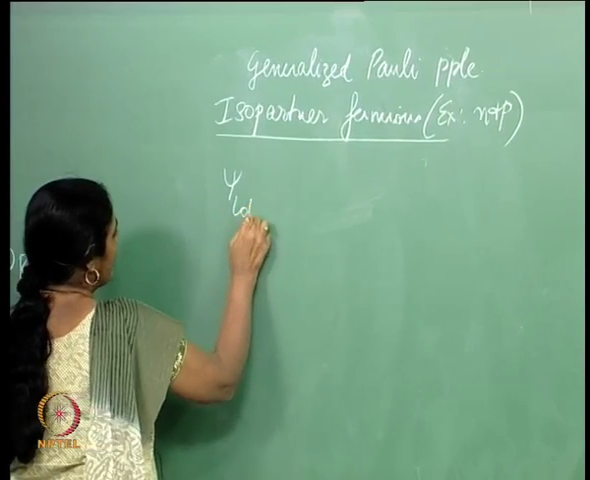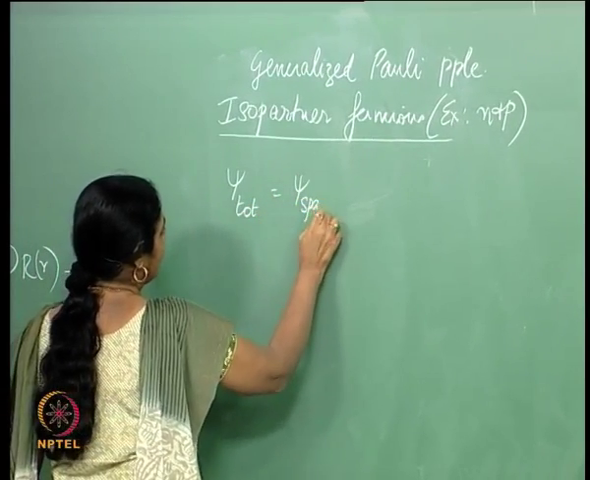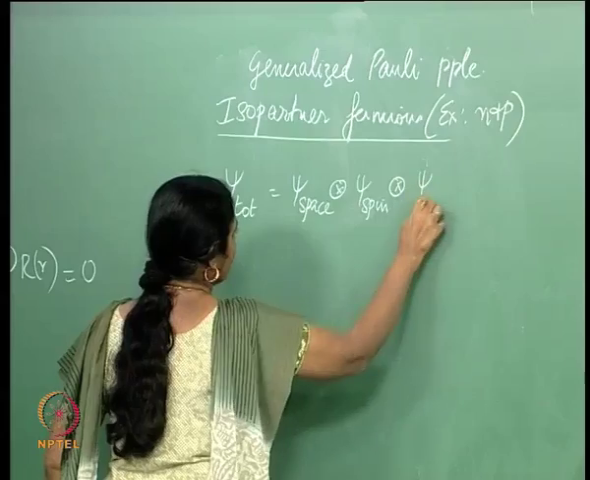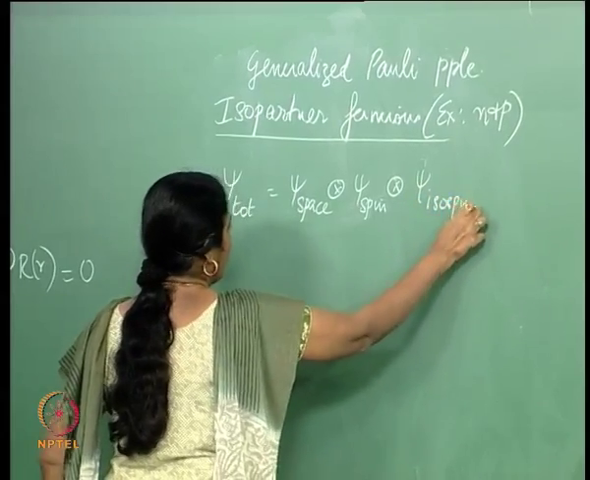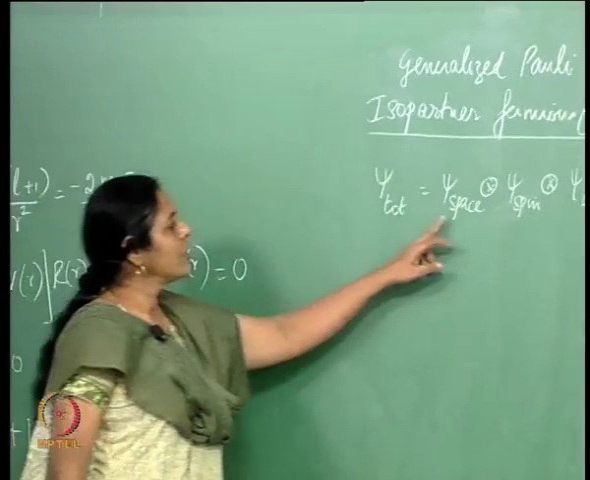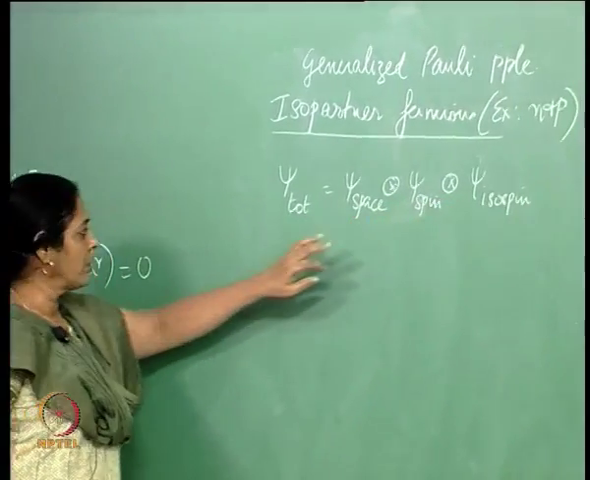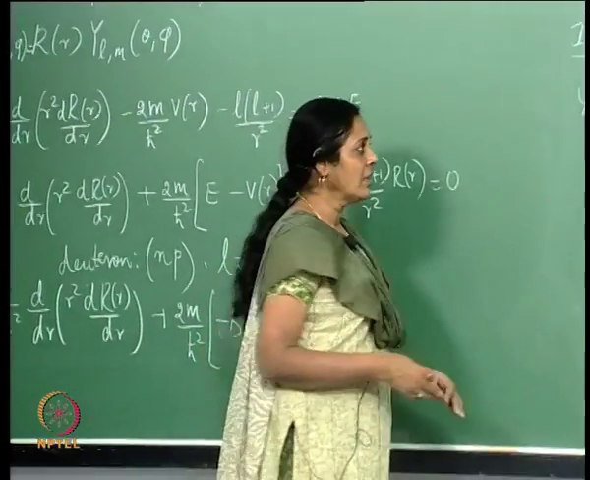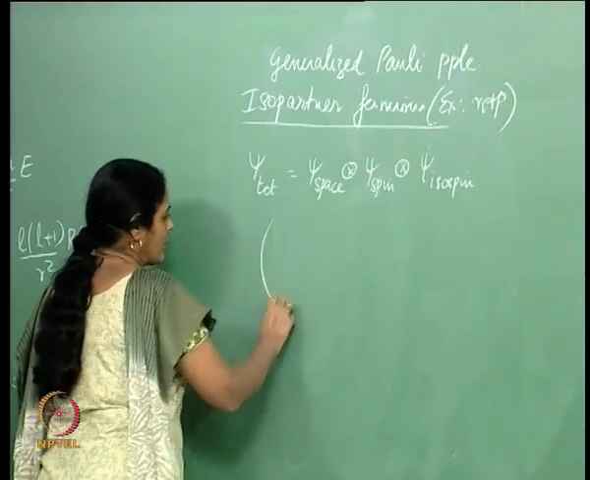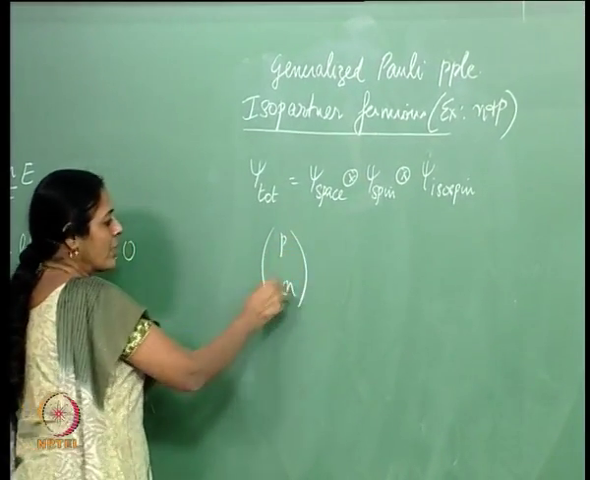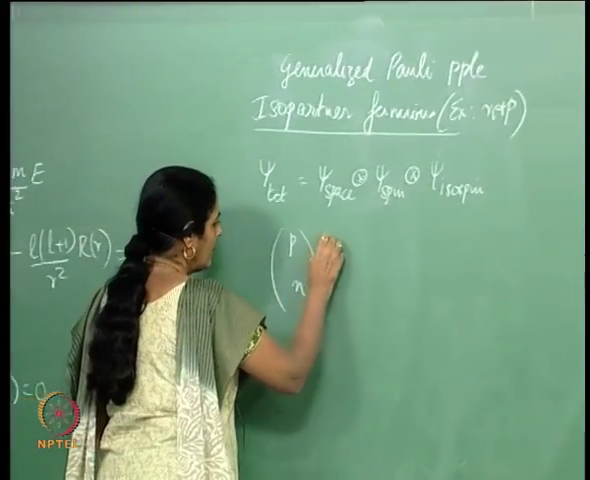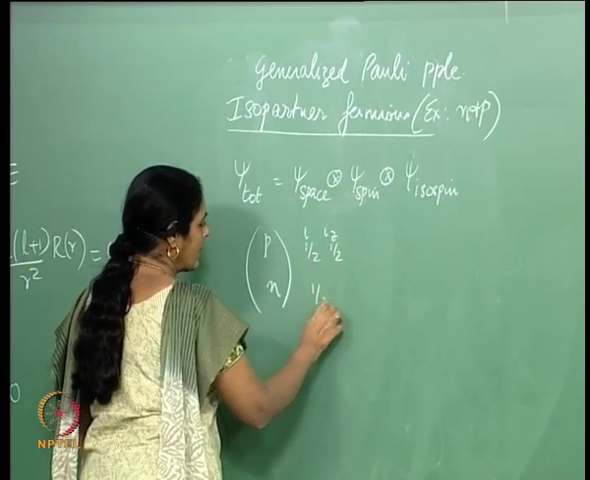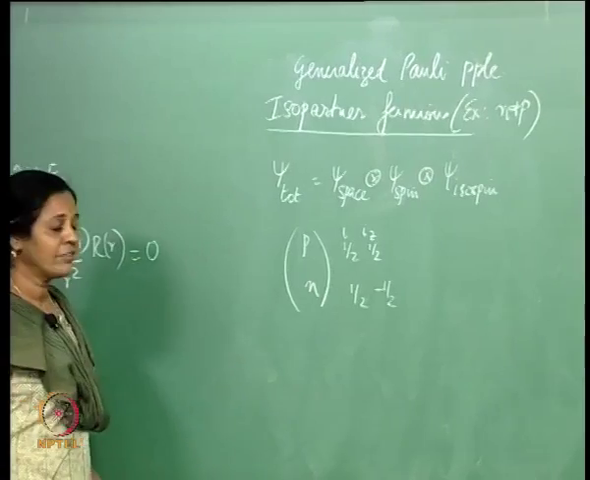The total wave function has a space part, a spin part, and an isospin part. And I said that under interchange of the space, spin, and isospin labels, the total wave function must be antisymmetric if you are considering fermions which are isopartners of each other. You will recall that the proton and the neutron form an isodoublet. The proton has I equals half and I3 equals half, and the neutron has I equals half and I3 minus half.